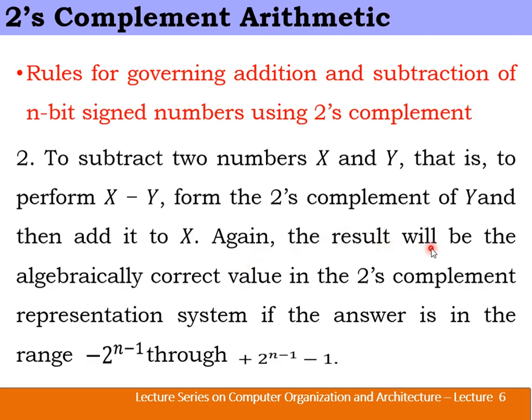The result will be the algebraically correct value in the 2's complement representation if the answer is in this range. So the answer must be in this range, and if the carry is generated, ignore the carry as we have discussed with respect to rule number 1. So these are the two rules that need to be remembered while performing addition operation in case of 2's complement system.